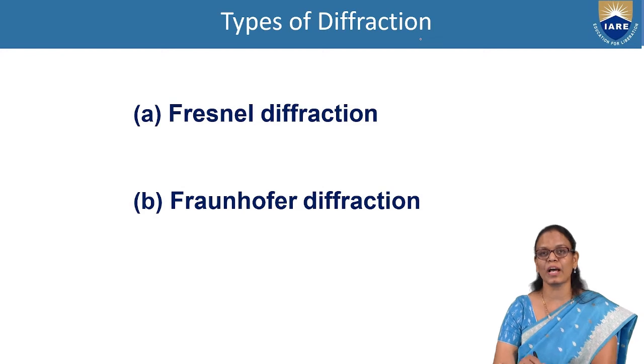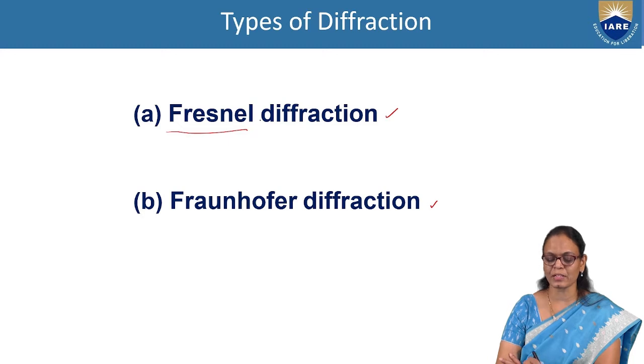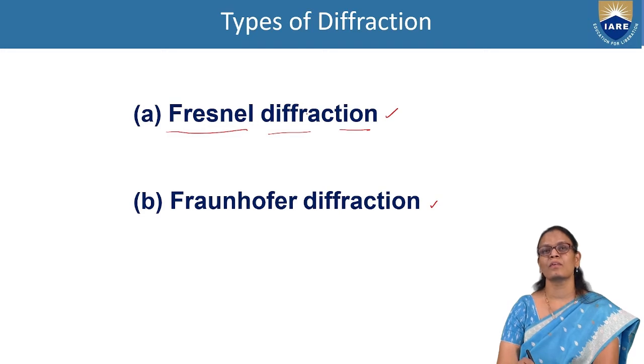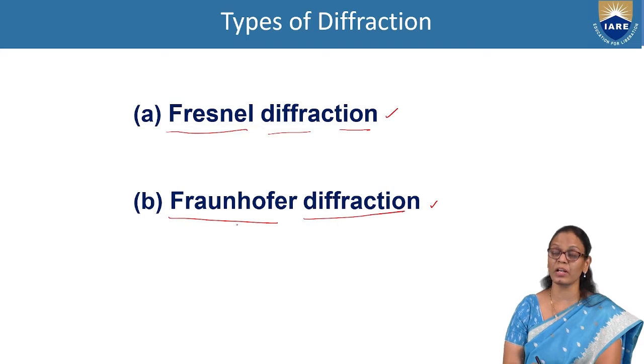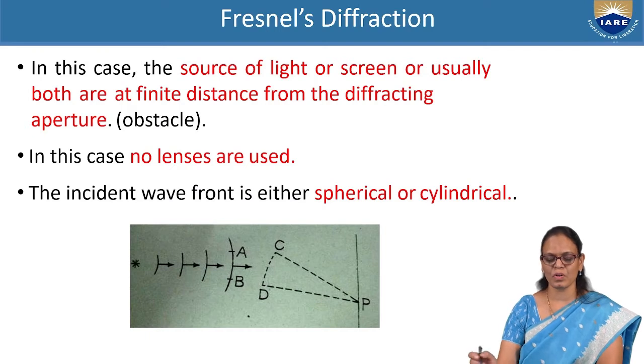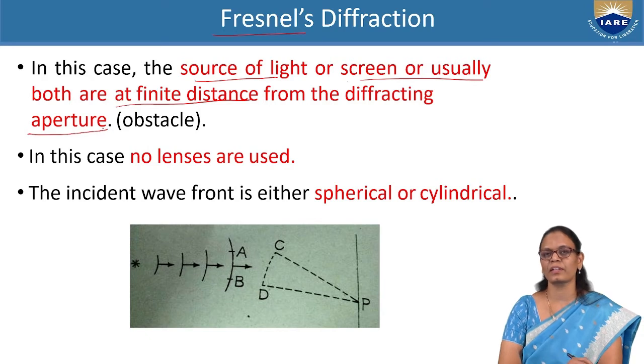Now coming to the types of diffraction, we have two types: one is Fresnel diffraction and the other is Fraunhofer diffraction. Fresnel is the name of the scientist who explained the diffraction pattern with the help of a phenomenon which we call Fresnel diffraction. Then we also have another scientist by name Fraunhofer, who explained it with a different setup, which we call Fraunhofer diffraction. So first let us see Fresnel diffraction. In Fresnel diffraction, the source of light or the screen are usually at a finite distance from the diffracting aperture.